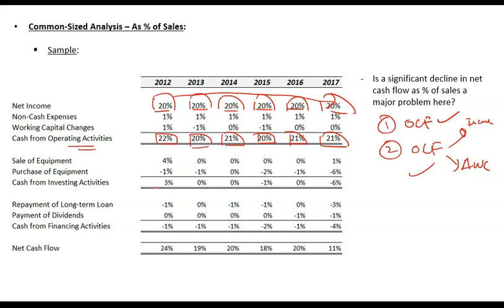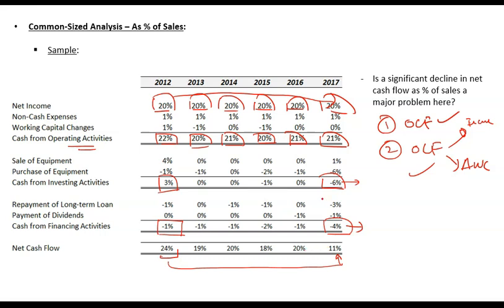Then moving on to investing activities. Investing activities have turned from 3% to -6%, and financing activities outflows have increased from -1% to -4%. That means this decrease from 24% to 11% is primarily due to investing and financing activities. Operations are still strong. This decrease is primarily coming from investing activities and financing activities.